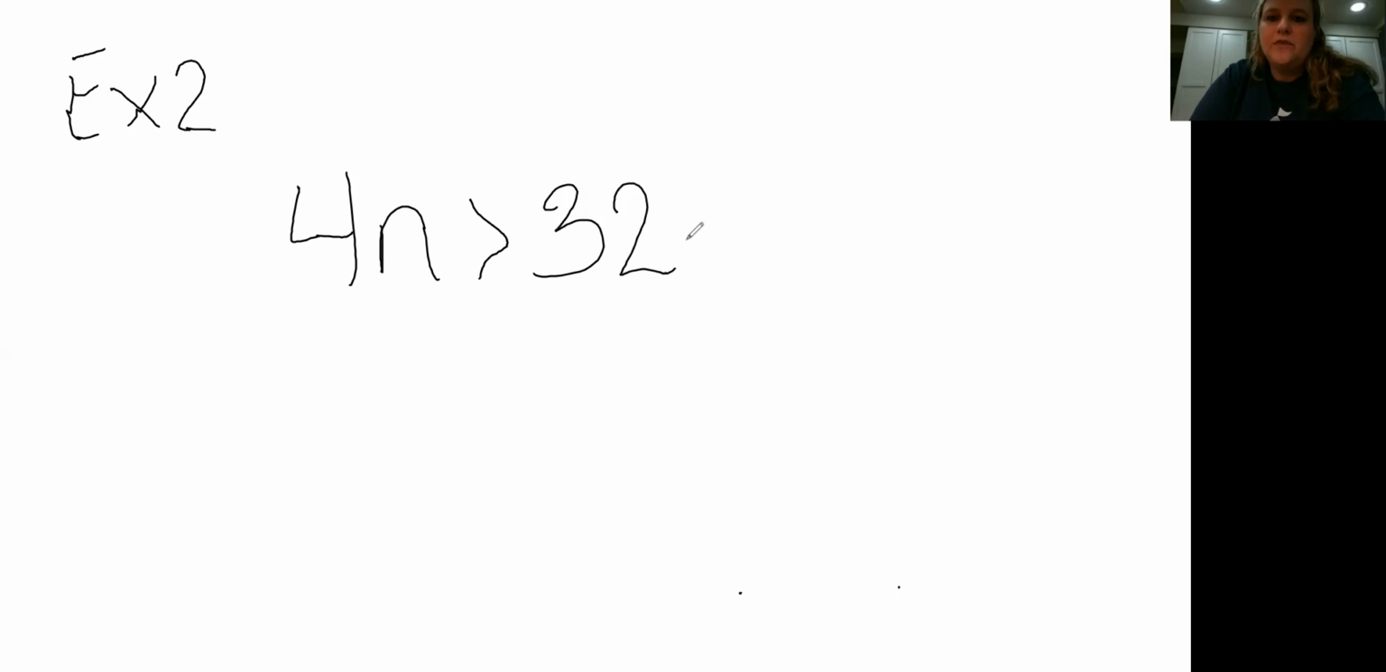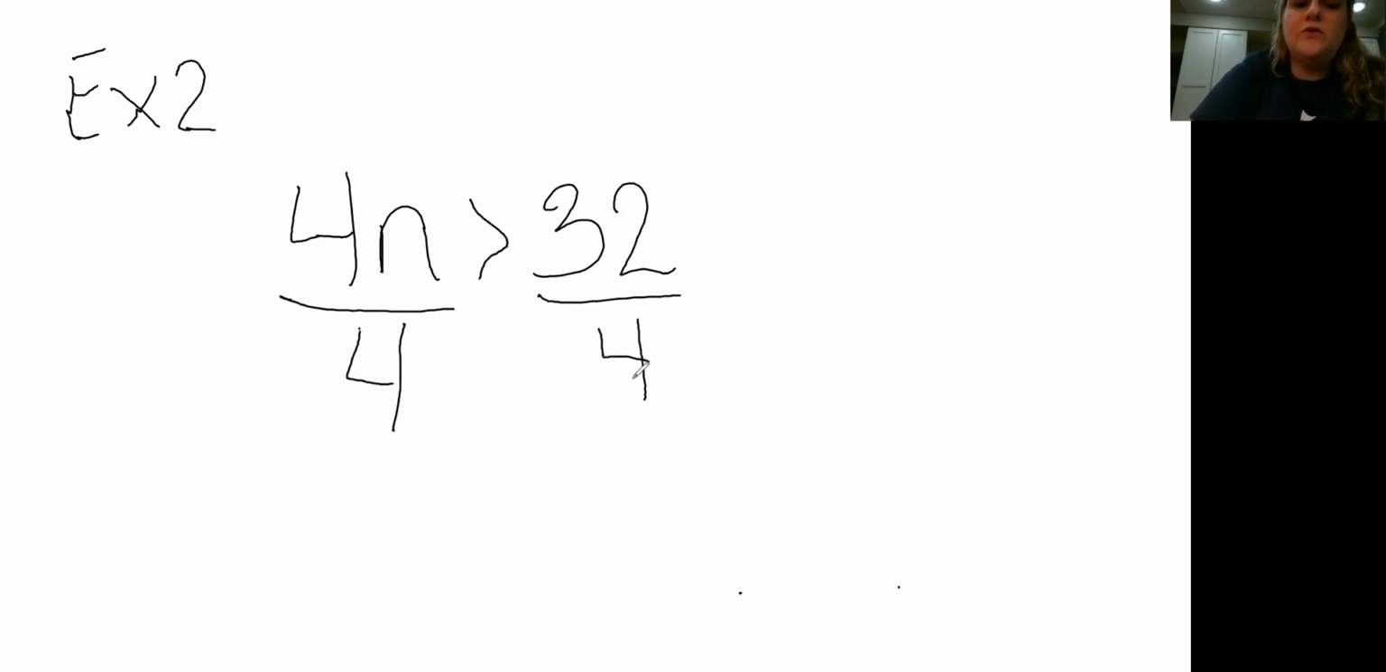So how do we undo a multiplication problem? With division. So we're going to divide this side by 4, divide this side by 4. Right? So these are going to cancel and leave just your n is greater than 32 divided by 4 is 8.